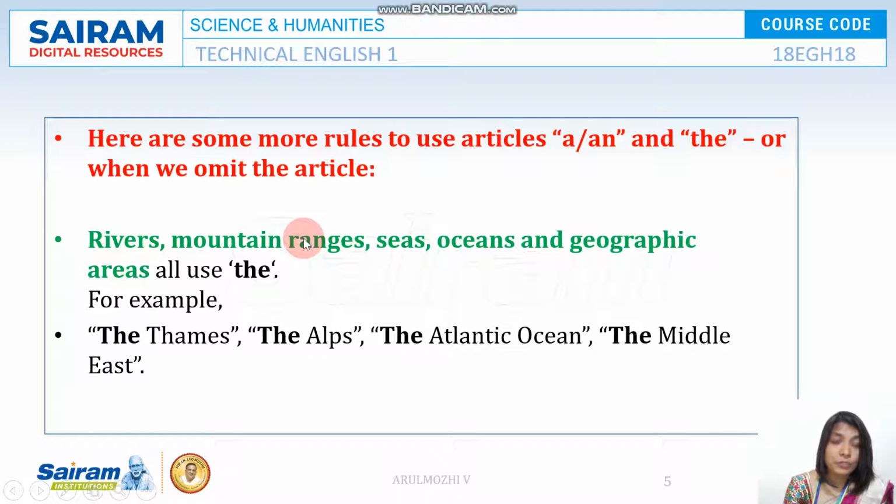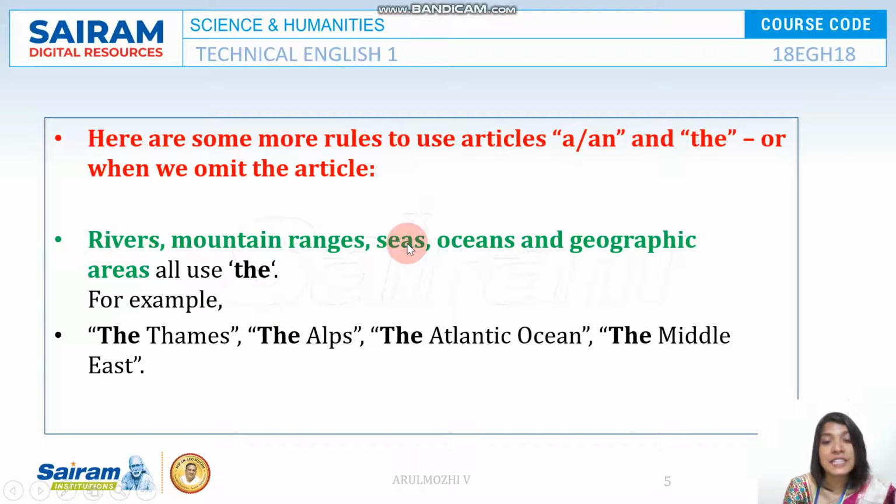But note that if we mention only one particular mountain, take for example Mount Everest, he climbed Mount Everest. He climbed all the Himalayas. Himalayas is a mountain range, a group of mountains, but Mount Everest is one singular mountain. So we don't use "the" before Mount Everest, but we use "the" before the Himalayas.